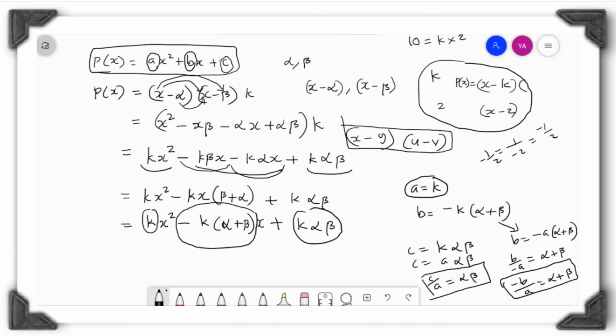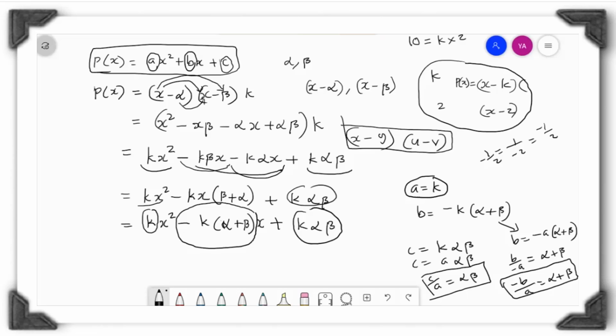Then you multiply k with each term inside the bracket. So the next step you can say kx square, then k into x beta, then k into alpha x, then plus alpha beta into k, that's k alpha beta. And now you compare with p of x. We have to make it in a similar form. The x square term is here, that's fine, and the constant term is also fine. But the x term doesn't look similar.